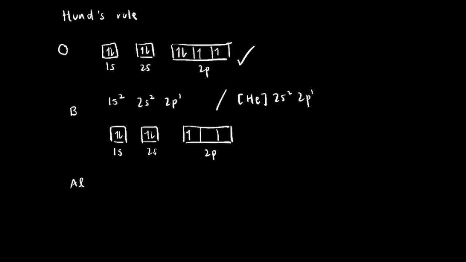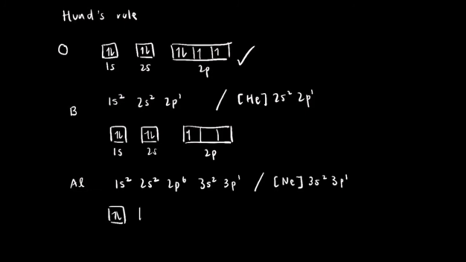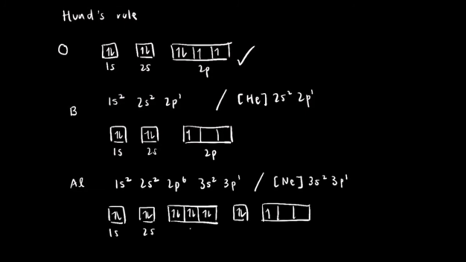Aluminium contains 13 electrons, so we have 1s2, 2s2, 2p6, giving us a total of 10 electrons, and then 3s2, and the last remaining electron going into 3p1. And the condensed electronic configuration would be neon, 3s2, 3p1. The arrow in box diagram looks like this. Don't forget to label the sublevels.